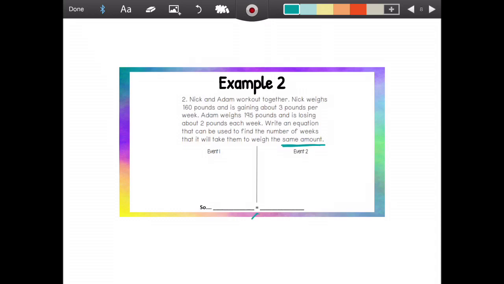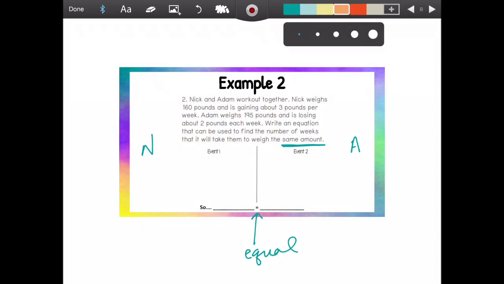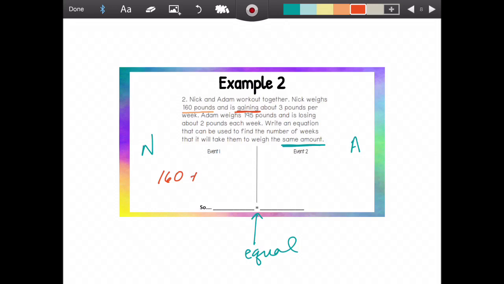All right, so we got it set equal to one another, and it gives us two different people. So we have Nick on the left and we have his friend Adam on the right. So let's focus on Nick first. It says Nick weighs 160 pounds. Okay, so we know that. All right, and then it says he's gaining. If you had to choose an operation for gaining, hopefully you chose addition. So I know that he's going to start off at 160 pounds. If he's gaining weight, that means he's adding. And it says 3 pounds per week.